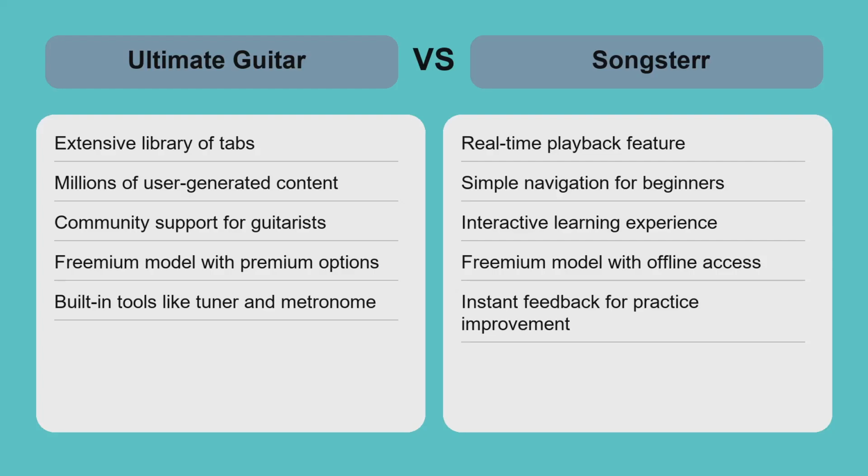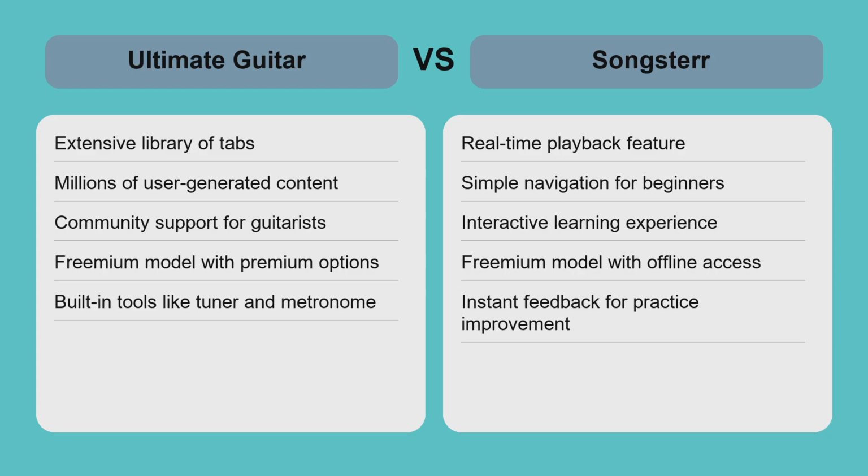When comparing Ultimate Guitar and Songsterr, consider your learning style. Ultimate Guitar excels with its extensive library, making it ideal for users who want a wide range of tabs and community interaction. On the other hand, Songsterr's real-time playback feature offers an interactive learning experience perfect for beginners who benefit from hearing the music as they practice.